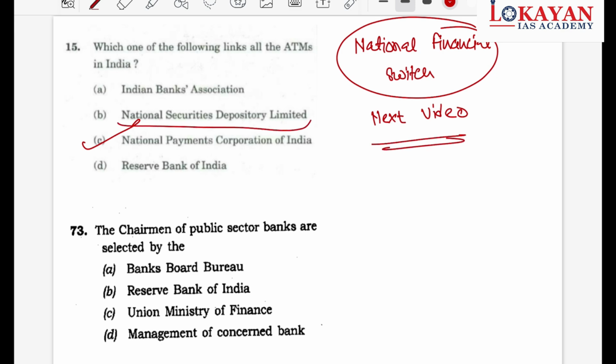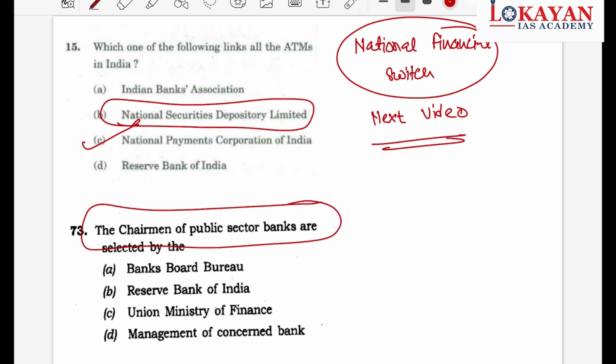Focus on National Securities Depository Limited here also. What is meant by depositories? That we will discuss, but before that, the next question: chairmen of public sector banks are selected by. The chairmen are selected by the Bank Board Bureau. Read the question carefully. The question hasn't asked appointed by. The question has asked selected by. They are selected by the Bank Board Bureau.